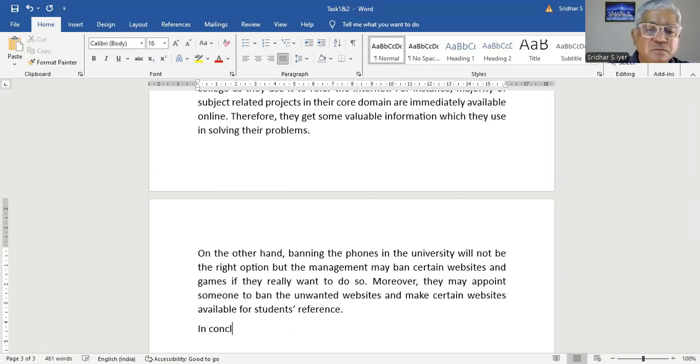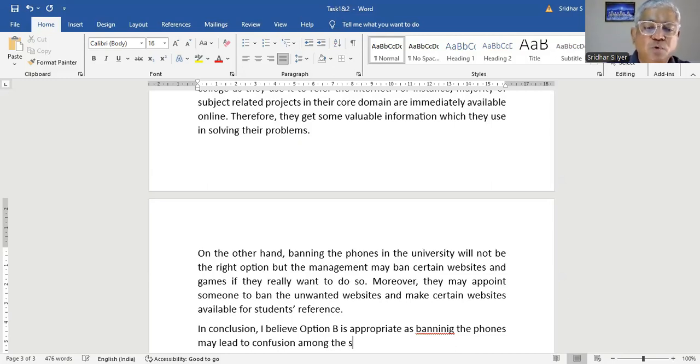In conclusion, I believe option B is appropriate as banning the phones may lead to confusion among the students and their parents. We'll see if we have exceeded the limit.